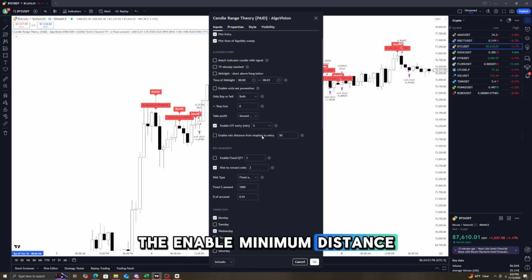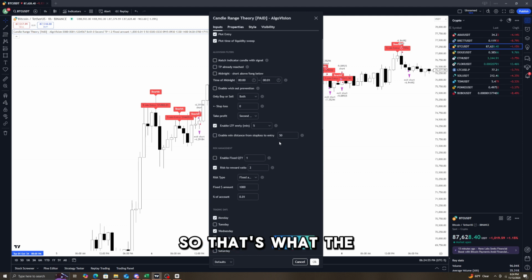The enable minimum distance from stop loss to entry, so that's what the distance from stop loss to entry should be. So for example, if you had a $20 stop loss on a trade, it's likely to get hit with something like Bitcoin because of how much it moves and how small a $20 move is on Bitcoin. So it would be likely to get hit. So you might want to filter out trades where your stop loss is so tight to your entry that it's likely you're going to get stopped out.